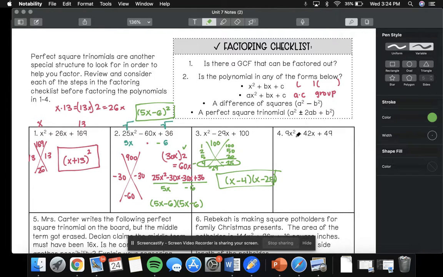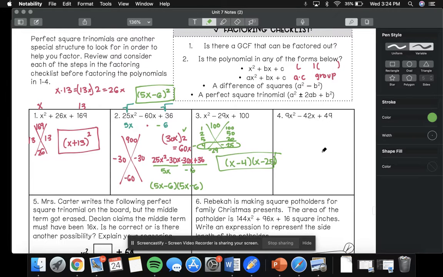Okay, next one, 9x squared minus 42x plus 49. I don't really see a GCF. These are some pretty big numbers, so I'm going to look and see if I can take the square root of them. Square root of 9 is 3. Square root of x squared is x. Square root of 49 is 7. So let's multiply them together. Okay, 3x times 7 is 21x. If I double it, I get 42x, which does match this. So it looks like it should be 3x minus 7 squared.